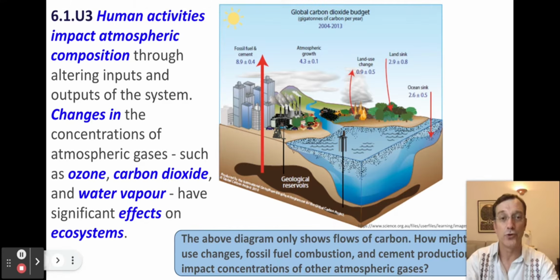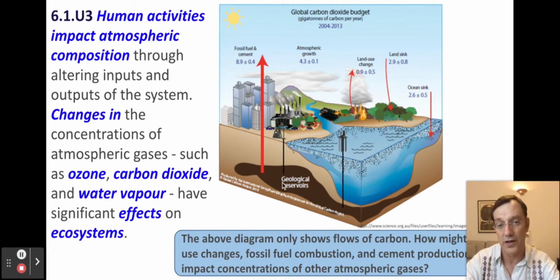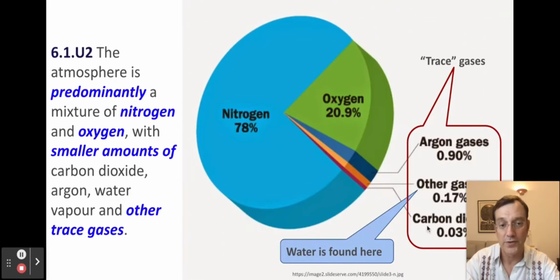What people do on Earth directly impacts the atmosphere that we live within. The single biggest example of that is probably our release of these very large storages of carbon through combustion into the atmosphere. So we're changing the concentration of carbon dioxide. If you remember, it's a tiny little fraction, 0.03% of the atmosphere.